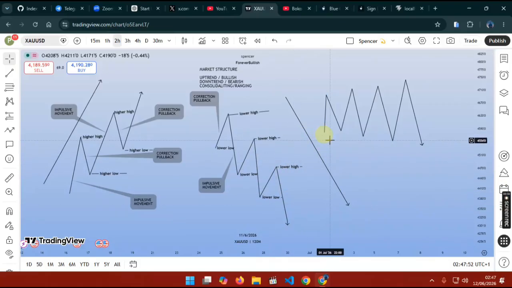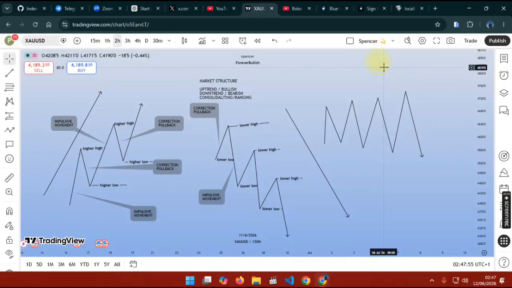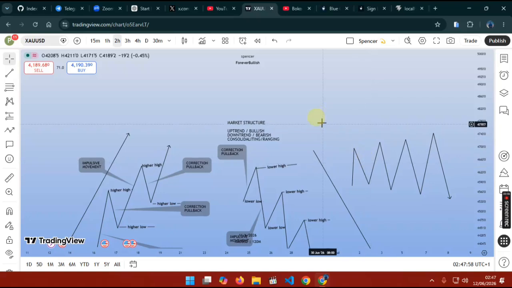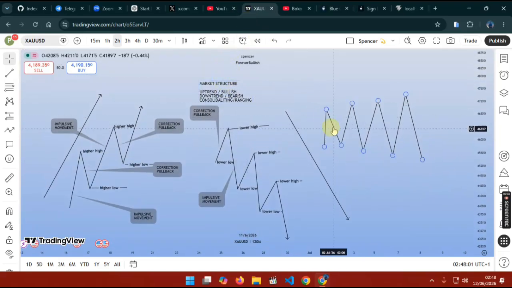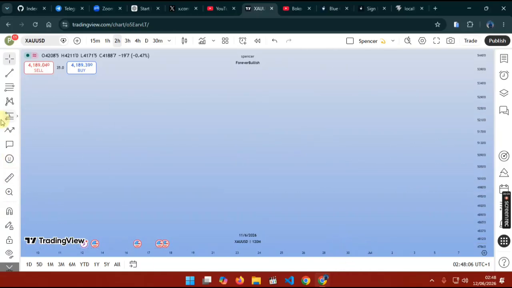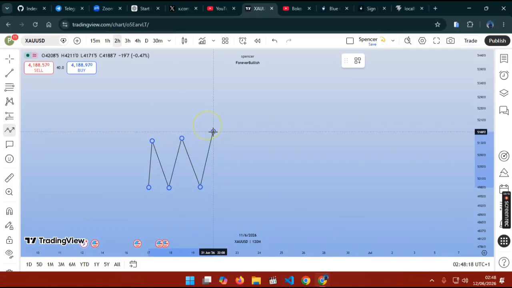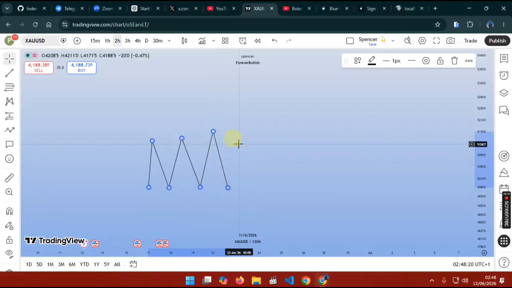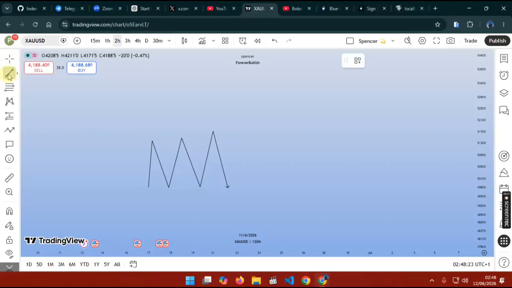So let's check out how our ranging market works. For the ranging market here now, we have a series of equal highs, equal lows, equal highs, then the market pulls back again, equal highs, and the market pushes down again. So this is what we have in our ranging market, and here now we have equal highs and our equal lows.